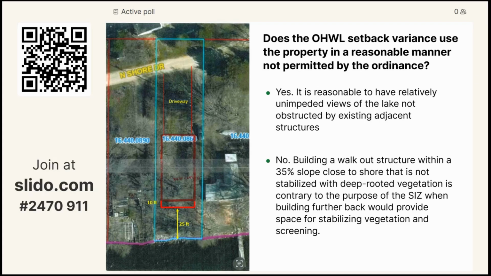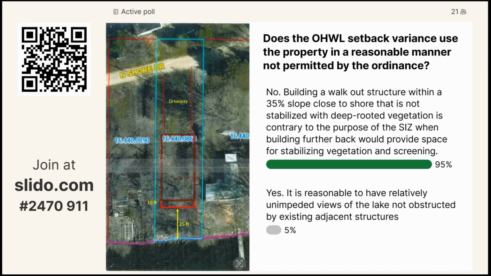So in this case, does the ordinary high setback variance use the property in a reasonable manner not permitted by the ordinance? This is pretty amazing. Okay, I'm glad to see we have a few people who are willing to challenge convention here. Okay, so both answers here, I think, are legitimate.